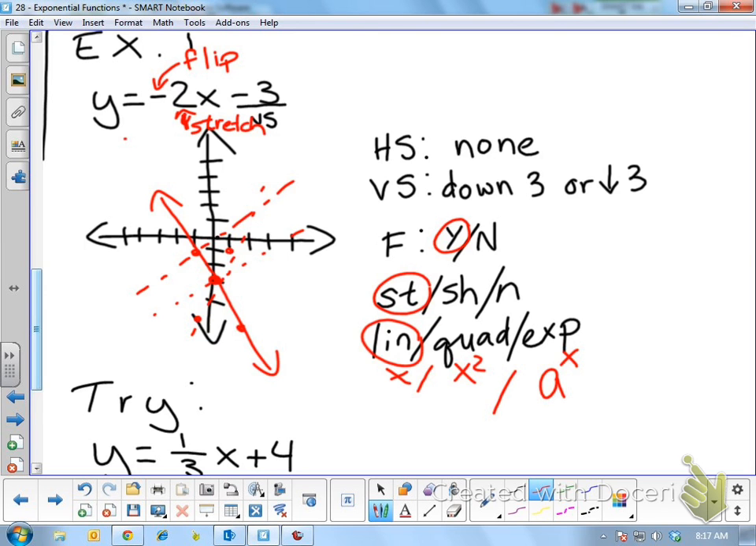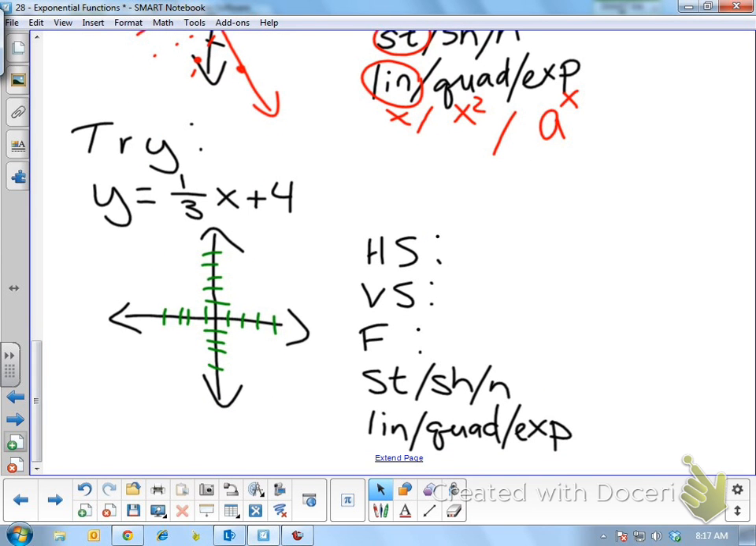So when you do your try problem, you can just draw the final graph. You don't have to draw all the movements. I'm just trying to get you to connect that, hey, these lines are actually moving from that original line. So I want you to try one. I'm going to give you about 5 minutes. I want you to make sure you identify horizontal shift, vertical shift, if it flips or not, if there's a stretch, shrink, or neither, and if it's linear, quadratic, or exponential.